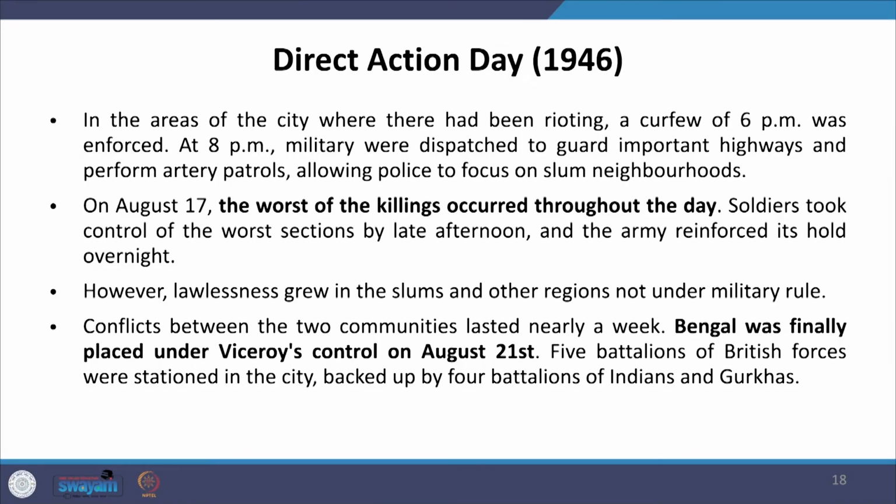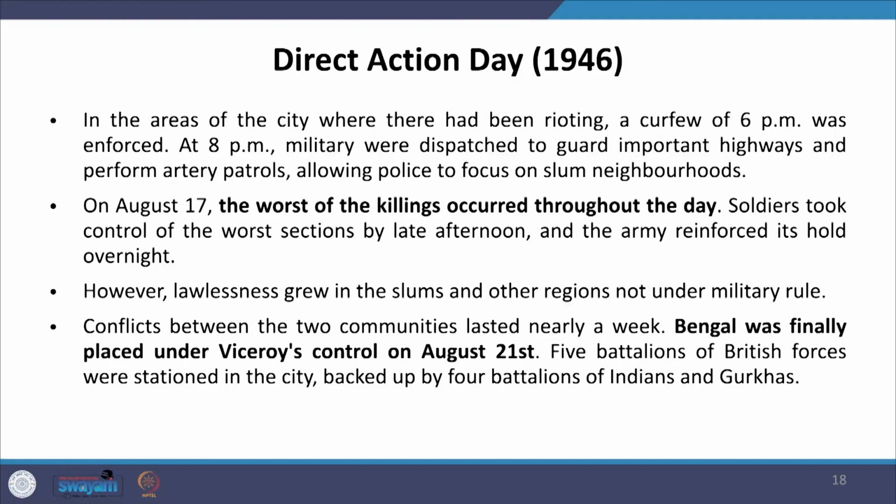In the areas of the city where there had been rioting, a curfew of 6 p.m. was enforced. By 8 p.m. military were dispatched to guard important highways and to perform artillery patrols, allowing police to focus on slum neighborhoods.